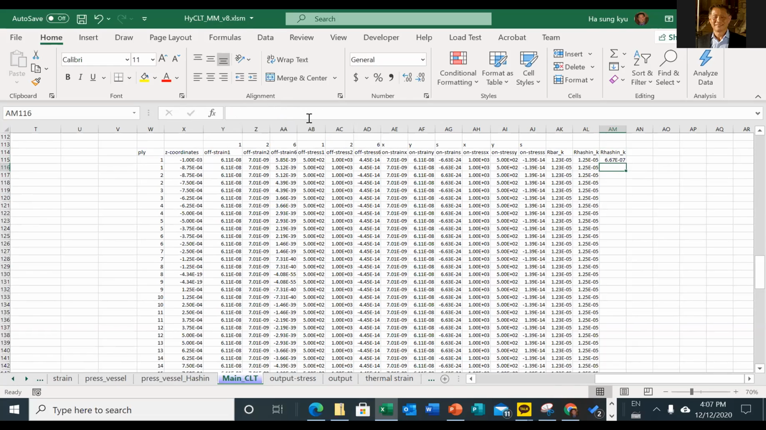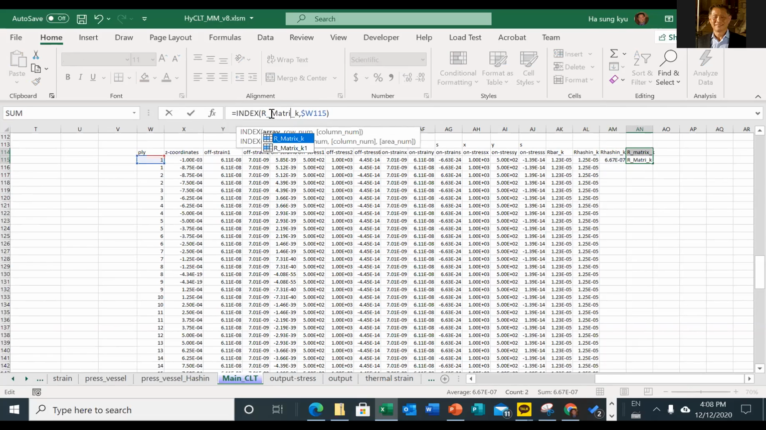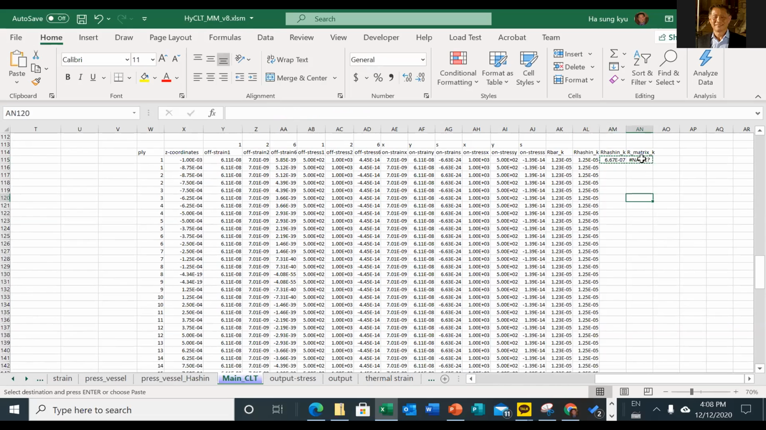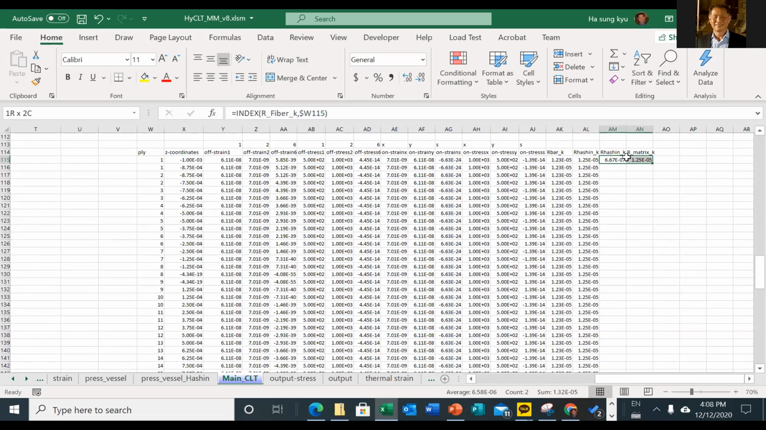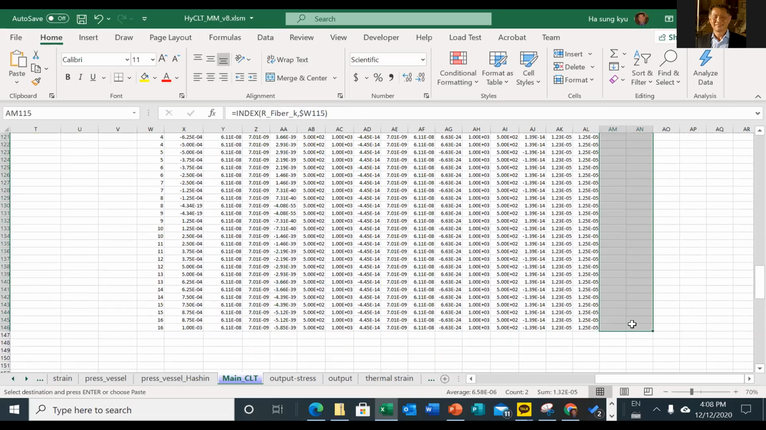fiber K. And another one is what? While we have a matrix. We have a matrix. Okay. So we copy. Oops, what is that? I don't understand why I keep this. Matrix K. And then we copy from here to there.